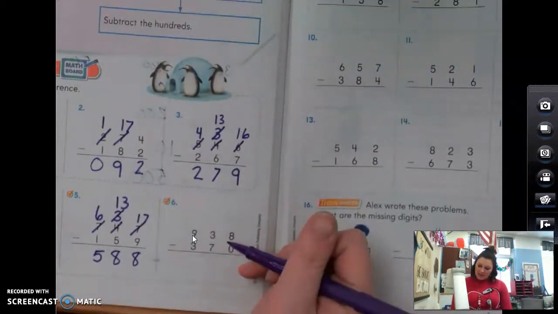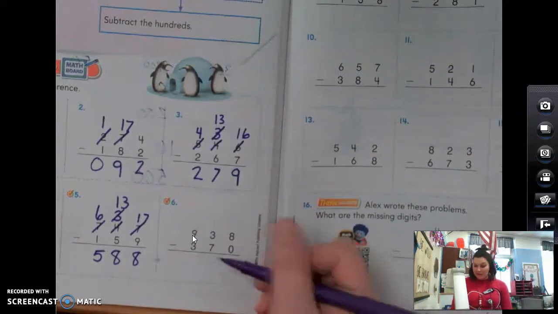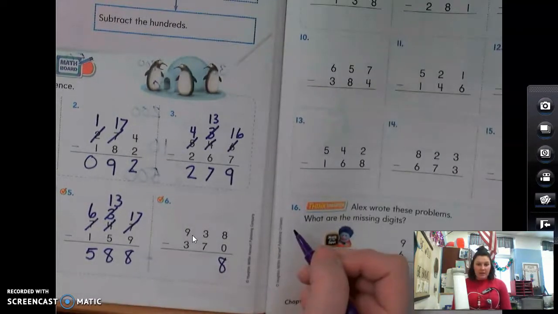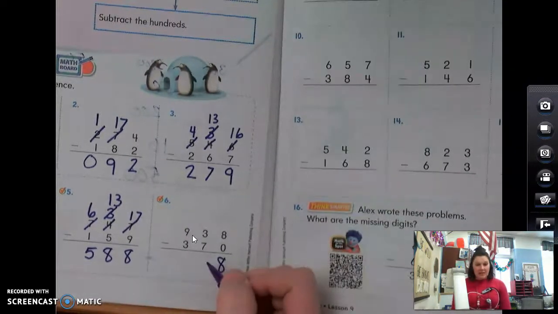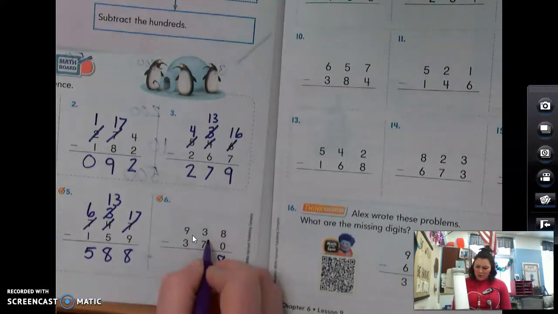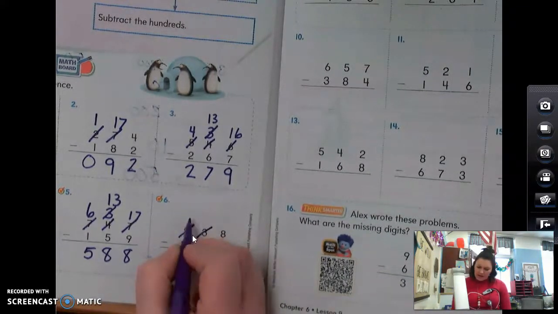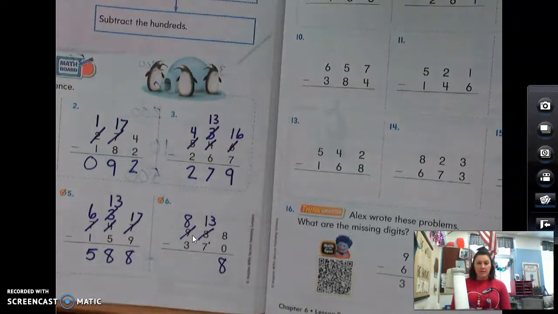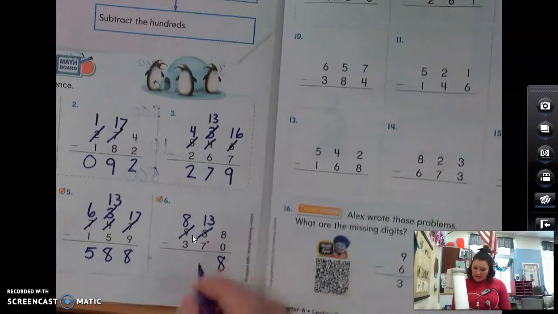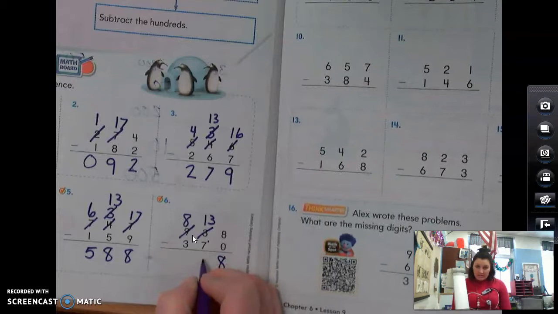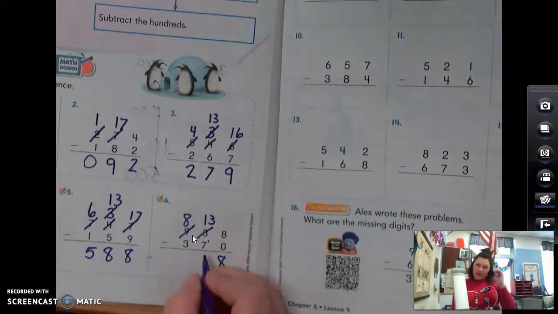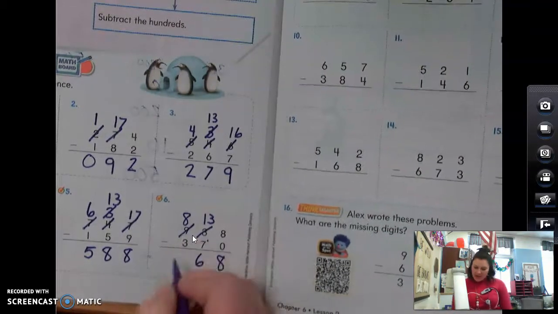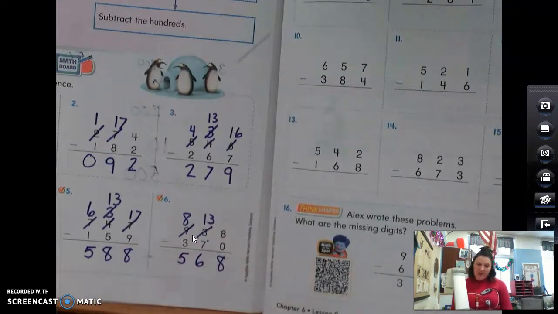Okay, and number 6, 938 minus 370. 8 minus 0 is 8. 3, take away 7. Can I do it? No. Cross out the 3, cross out the 9. The 9 becomes 8. The 3 becomes 13, just like normal. And then 13 minus 7 is, it takes me a little longer to think about minus 7s for some reason. All right, what'd you get? 6. And then 8 minus 3 is 5. 568.